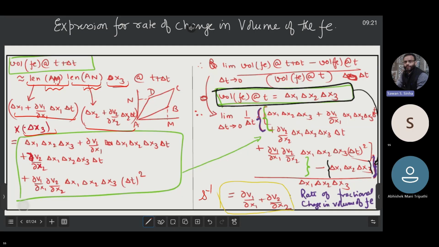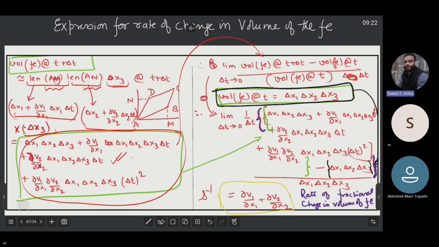You expand it fully. You take this whole product. There are so many terms in this. Even up to first approximation, there are so many terms. One by one, I have taken the product of all factors. And then I am going to put all this here. That is the volume of the fluid element at t plus delta t. This whole bunch is the volume at t plus delta t.